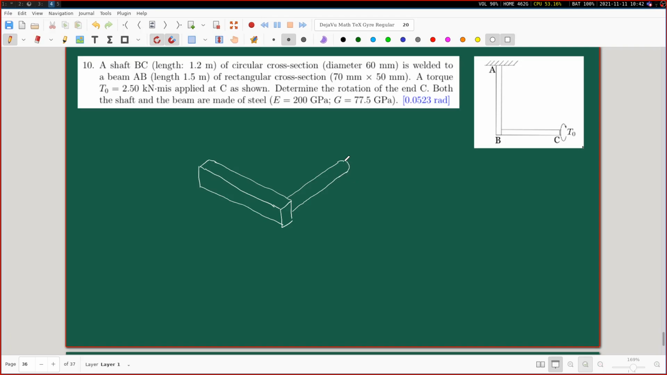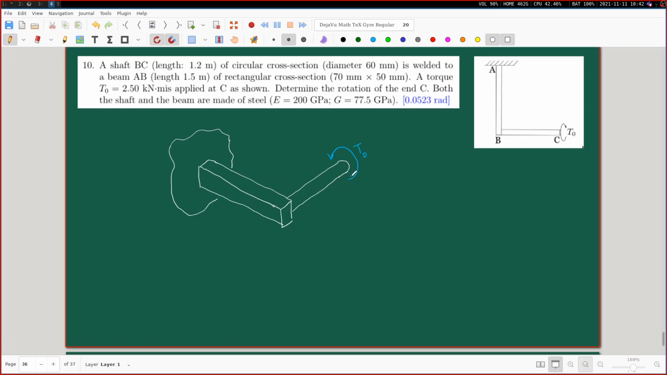Okay. So we have this kind of a structure, right? And it is given that a torque T naught is being applied like this at this end. So probably this is a better picture, and you note that we have a wall here. This is the wall. That is a rigid wall. No problem there.